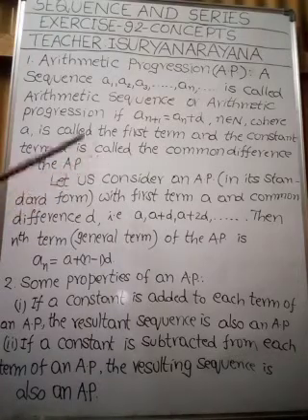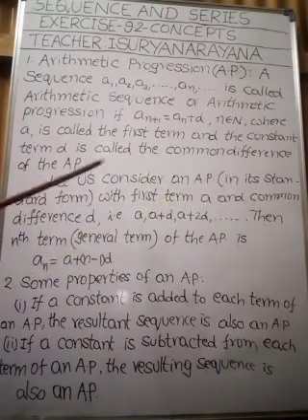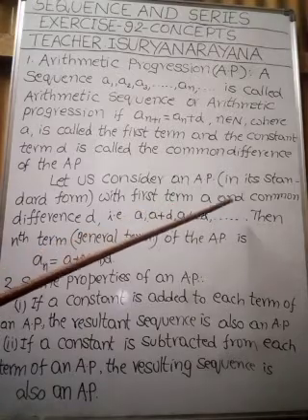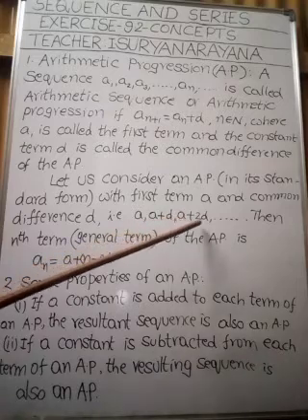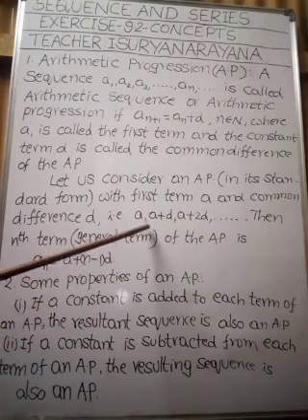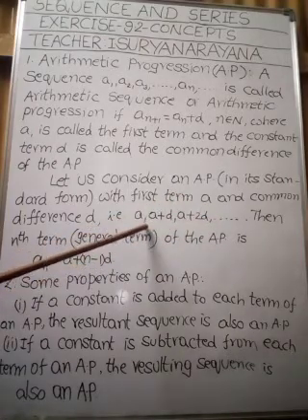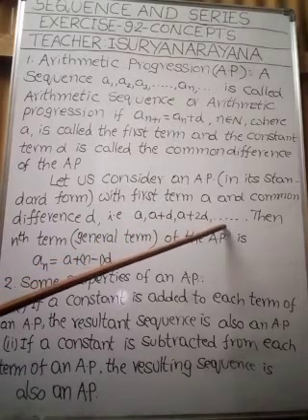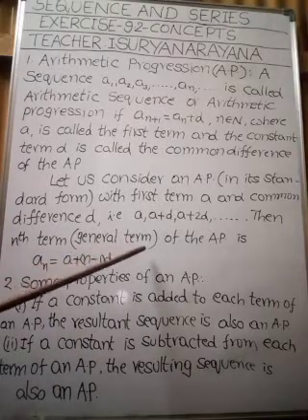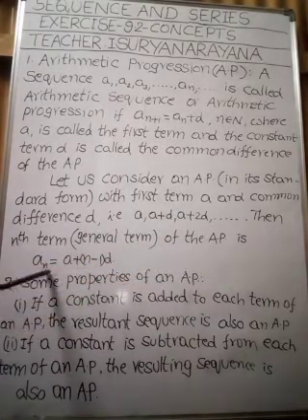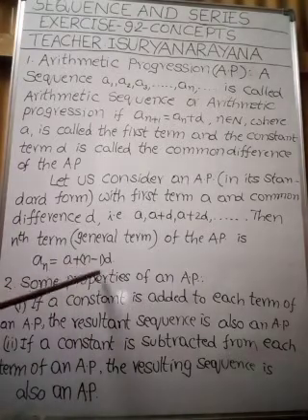Okay, my children. Let us consider an AP, meaning arithmetic progression, in its standard form with the first term a and common difference d, that is a, a + d, a + 2d, and so on. This is called the standard form of arithmetic progression. What is this form called? The standard form of arithmetic progression. Then the nth term, which is also called the general term of the AP, is an = a + (n - 1) d. Okay, my children.